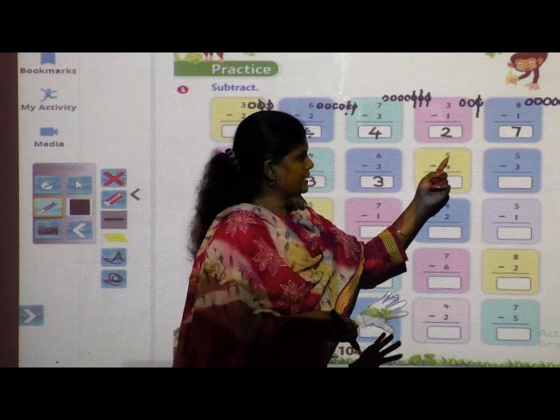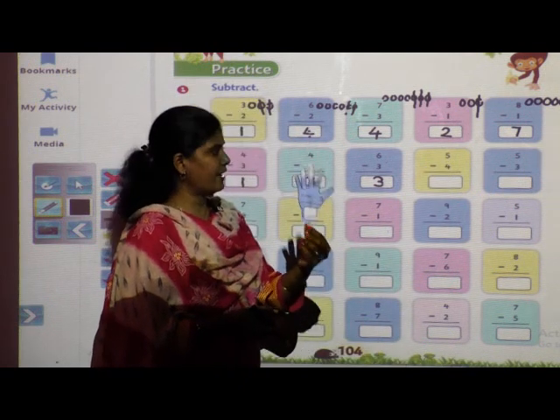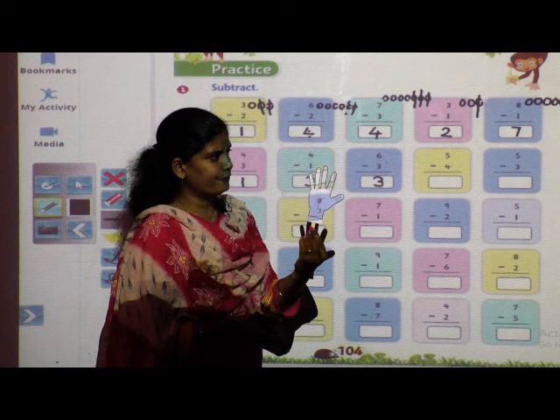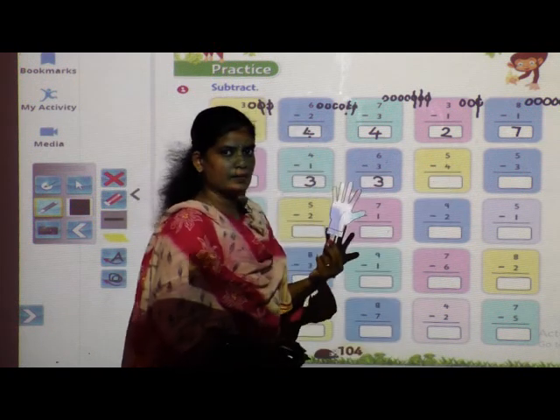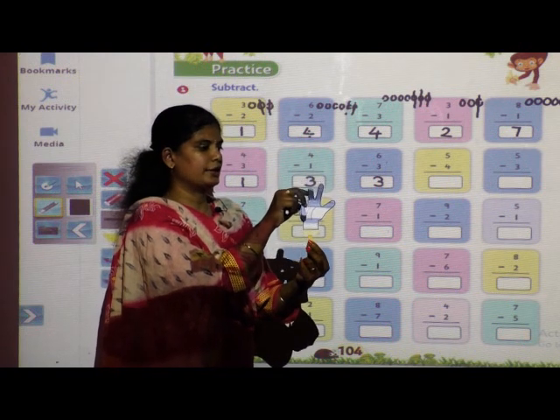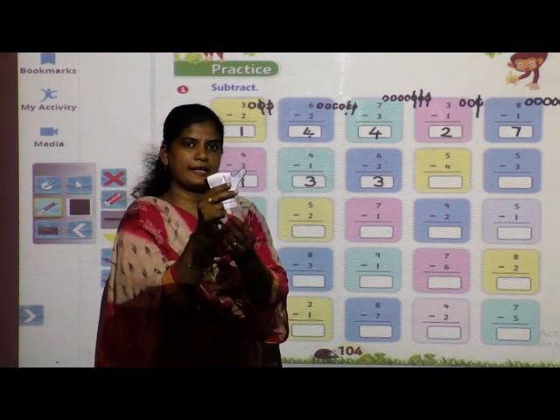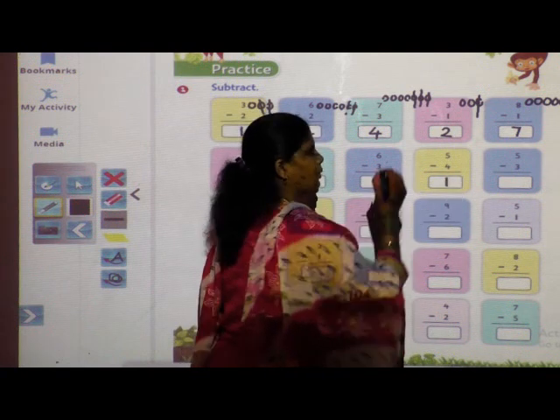Okay. Yes, which number is this? 5. So open. Yes, 5. From these 5 fingers, how much do we have to minus? 4 fingers. So 1, 2, 3, 4. So how many remain? Only 1. So here we will write 1.